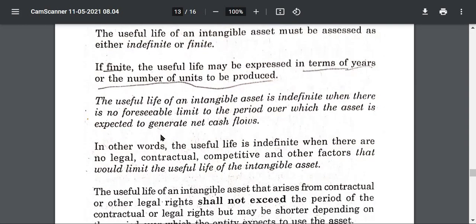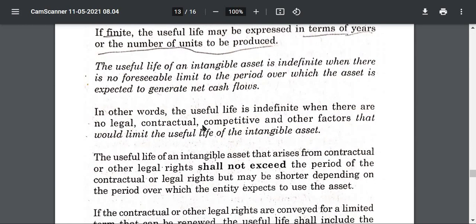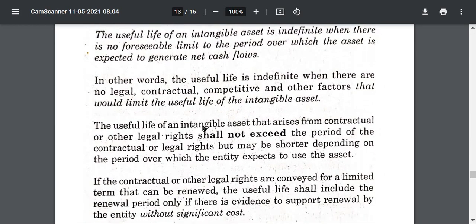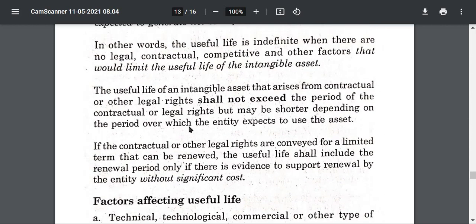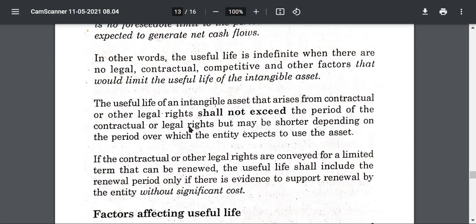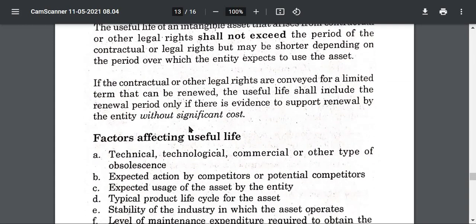The useful life of an intangible asset is indefinite when walang foreseeable limit sa period over which the asset is expected to generate net cash flow. Yan. Meaning you can use it forever, or meaning hindi man forever, but wala kang exact number of period kung kailan lang siya pwede gamitin. If that's the case, then the asset has an indefinite useful life.